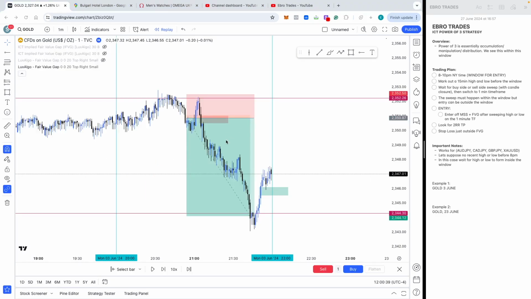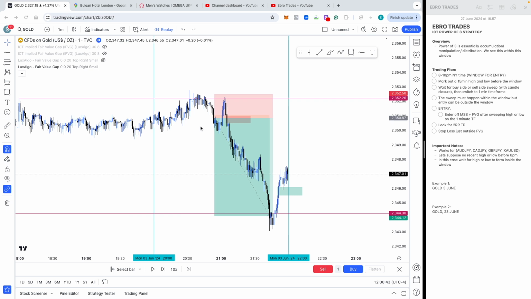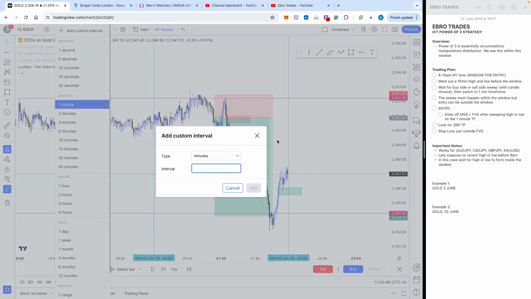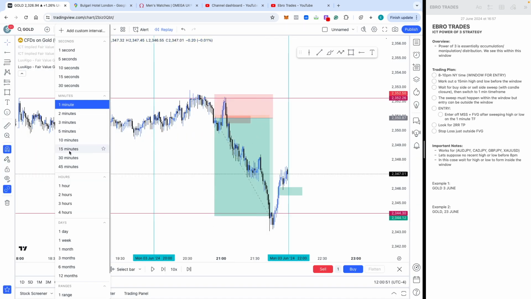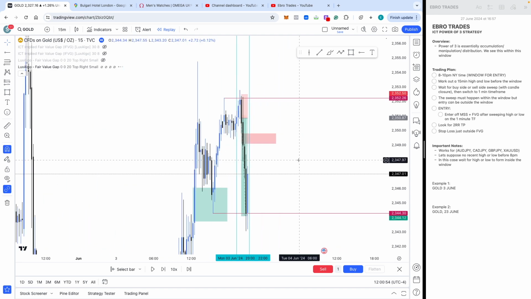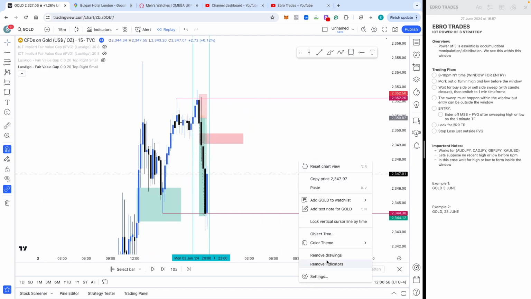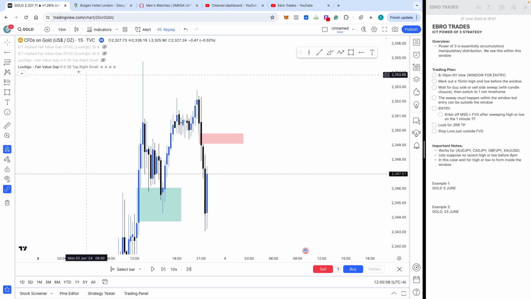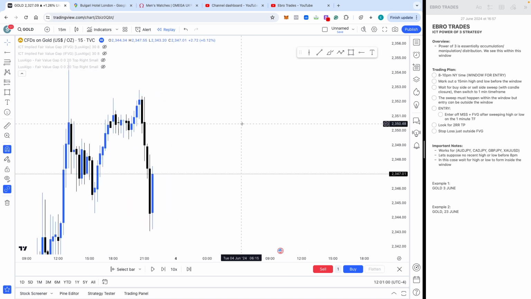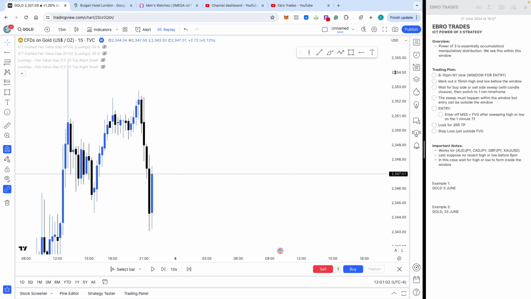All right. So first, example one. This is gold, on the 3rd of June. I think this is a trade I actually took. So we're into the 15-minute time frame. Let me clear, remove drawings. Let me clear my indicators. So let's follow the trading plan step by step.